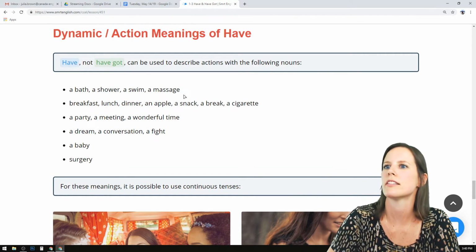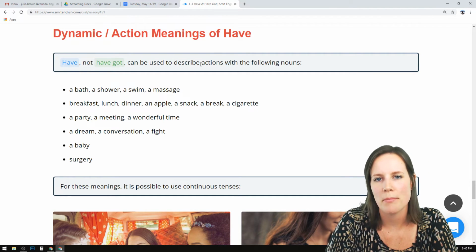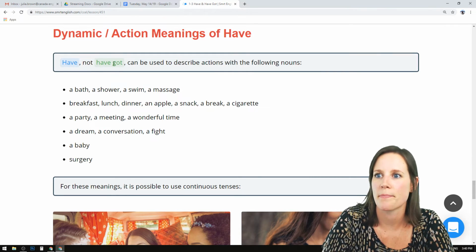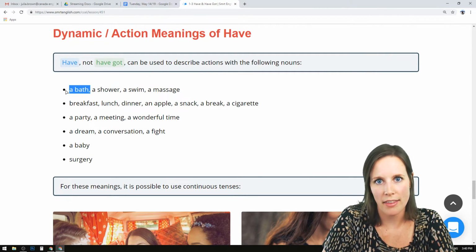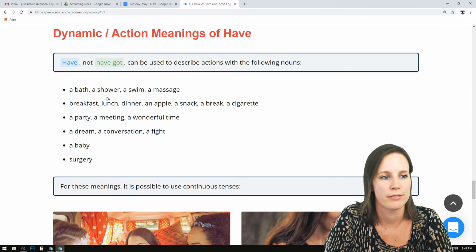Let's see here. So with the following nouns, these are not all of them, but very common nouns where we would use having. Okay? For example, a bath, a shower, a swim, or a massage. Okay?